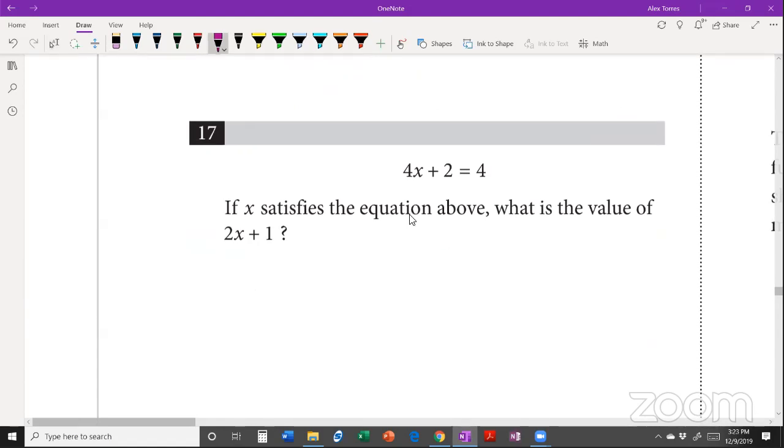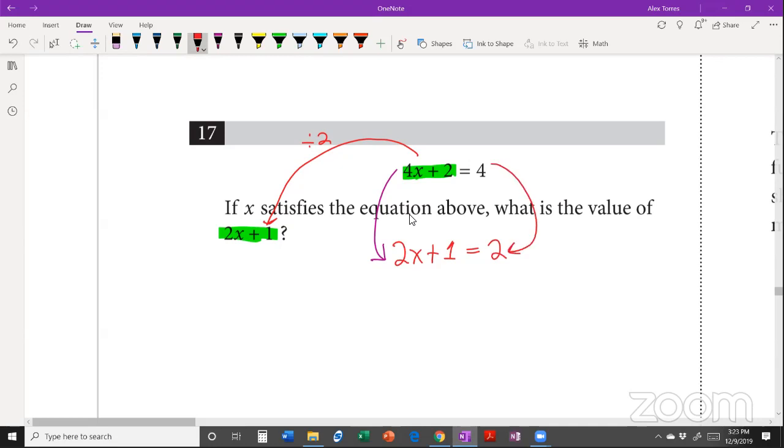Number 17, it's kind of the idea of saving yourself some time. Of course, you could find x and then plug that into 2x plus 1. But if we see the relationship, then we save some time. What's the relationship between 4x plus 2 and 2x plus 1? You need to just divide by 2 to get from here to here. So dividing both sides by 2, you get 2x plus 1 equals 4 divided by 2, which is 2. And the answer to number 17 is 2.